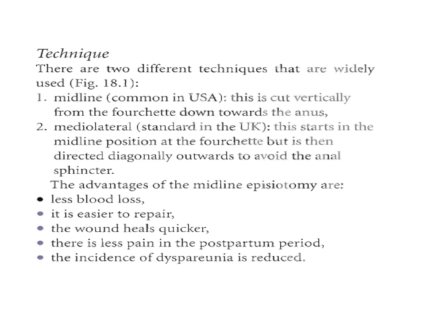Both of them start at the fourchette, but the midline one is then directed vertically down towards the anus, while the mediolateral one is directed diagonally about 60 degrees from the vertical line. And both of them, of course, are done when the head becomes crowned, that is to say, at the time of crowning of the head or of the presenting part.